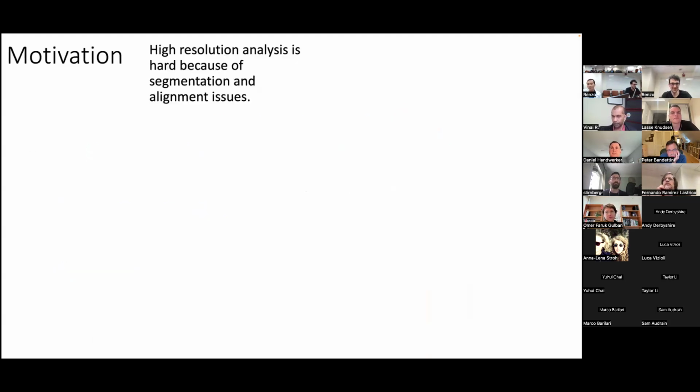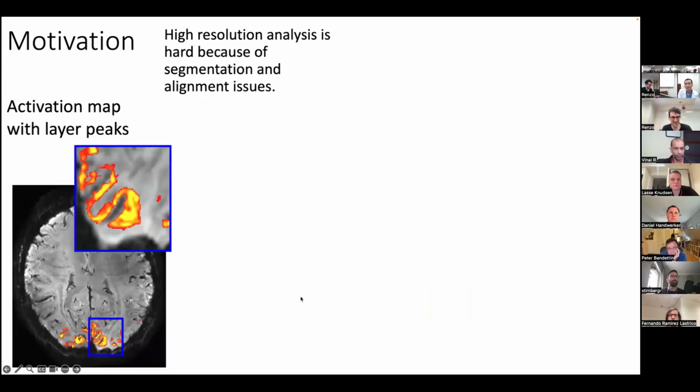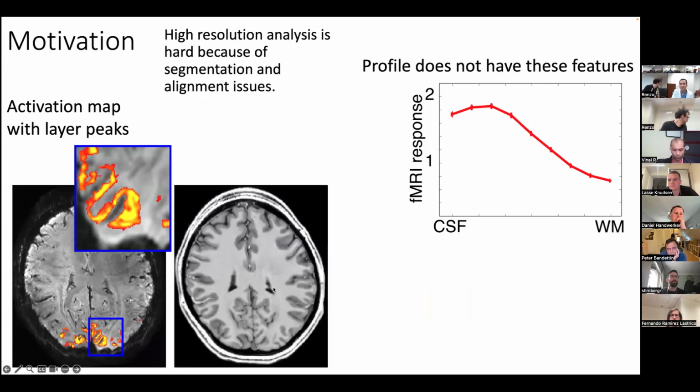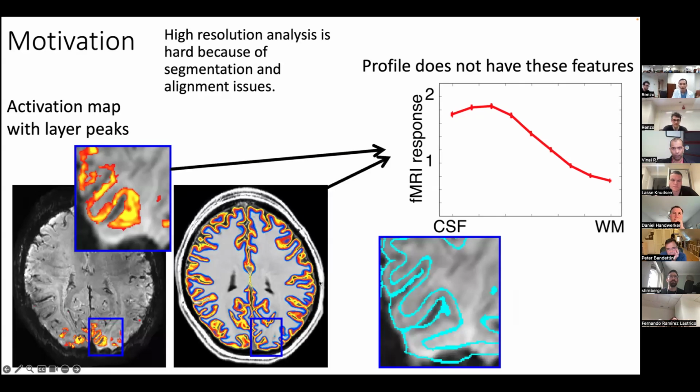Many people in this room care about analyzing high-resolution fMRI signals, like this map here, across cortical layer profiles. We usually do so by taking a reference image with the gray matter surface, then estimating layers, and ultimately extracting signals across cortical layers. Unfortunately, this operation is not easy. The segmentation in this example looks okay, but not perfect.